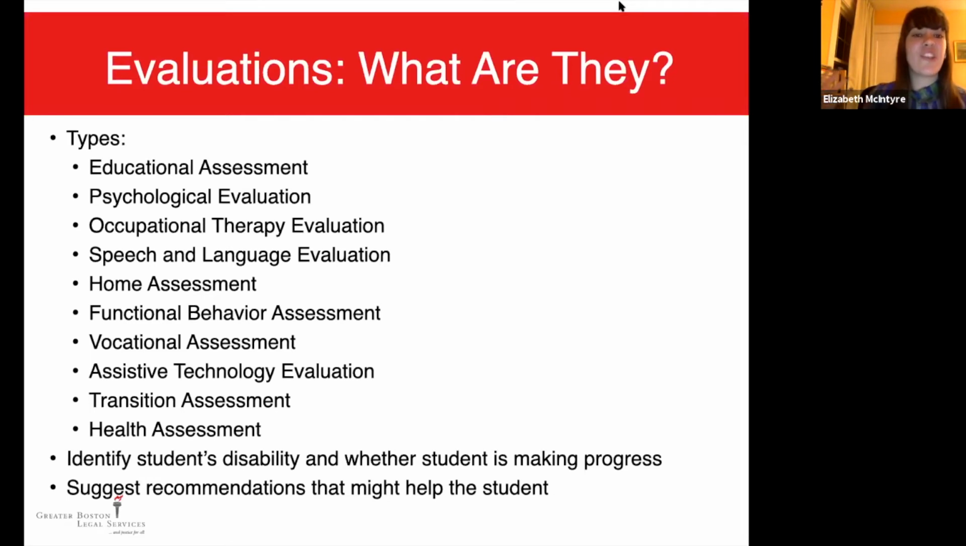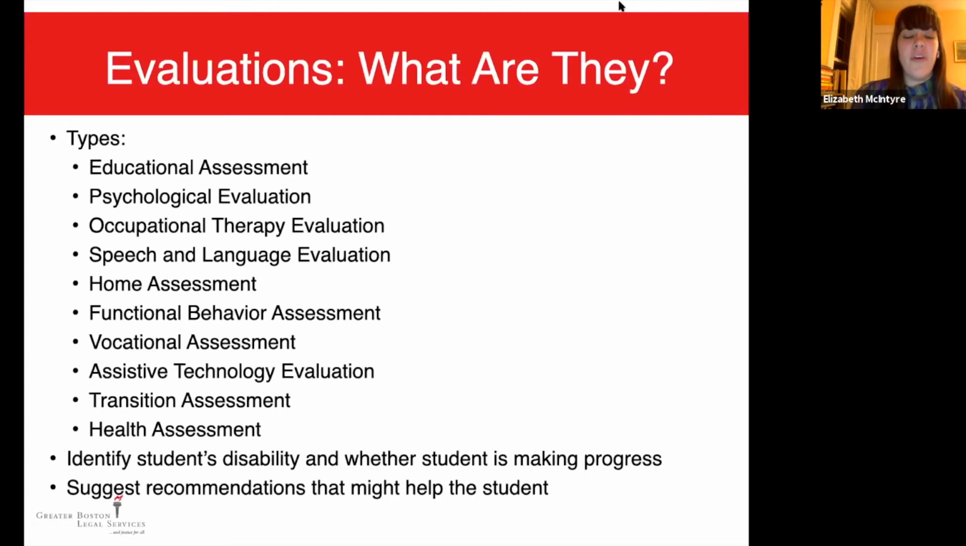There's something called a transition assessment. This looks at what kids who are a little bit older in high school might need in order to transition into post-secondary school or a career. And a whole bunch of different kinds of evaluations and assessments can be done. The point of an evaluation is to identify a student's disability and whether that student is making progress.